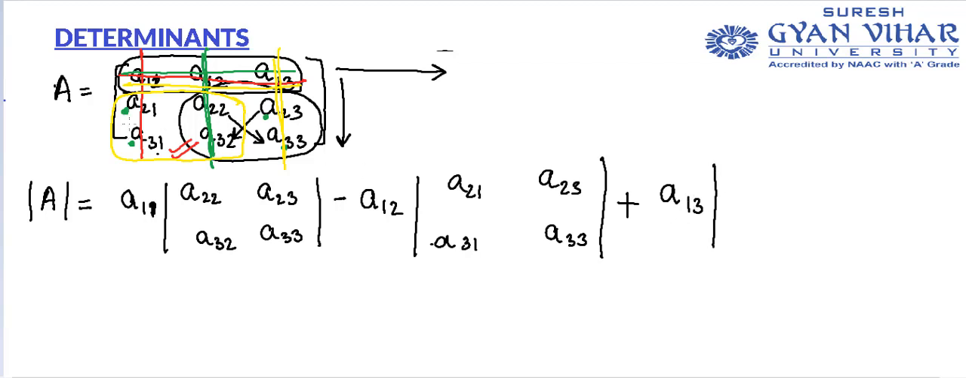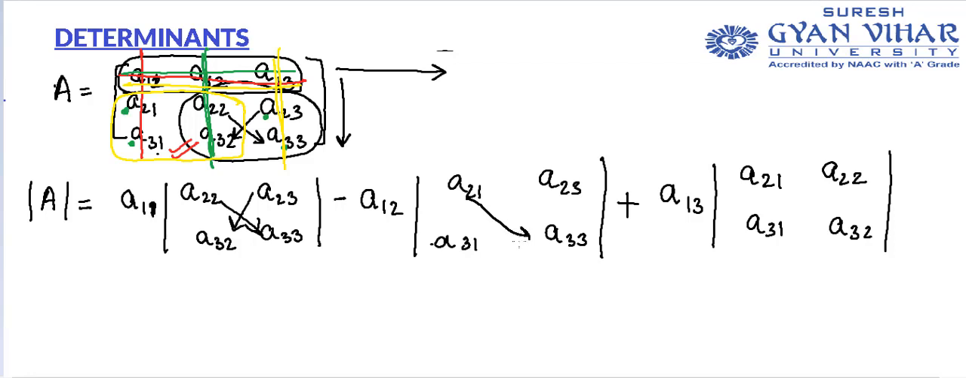Now what will you write? The elements in this yellow square. So it is A21, A22, A31, A32. Now you can solve it as a square determinant. Just cross multiply and you will get the answer. We'll understand this matrix using an example, for your better understanding.